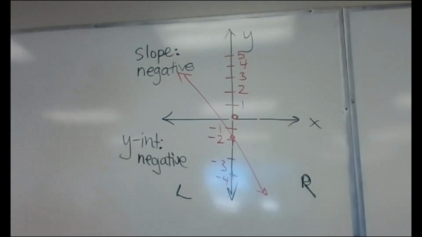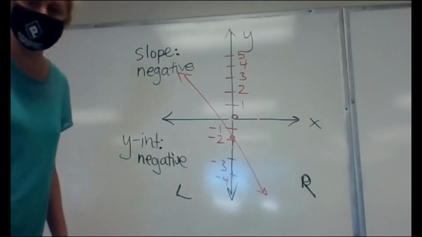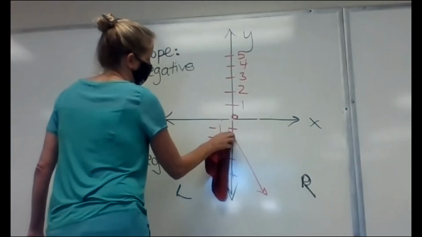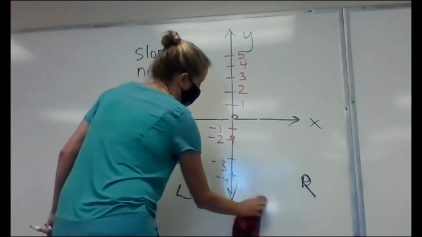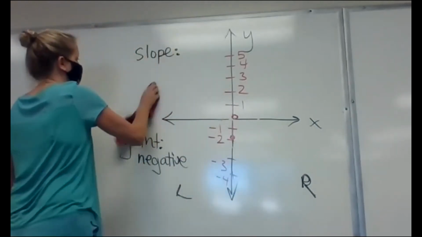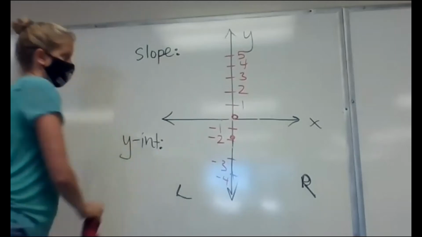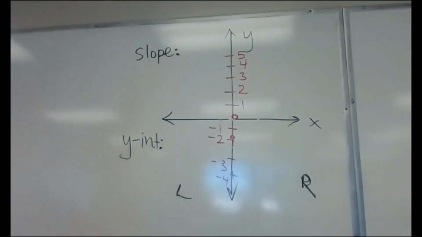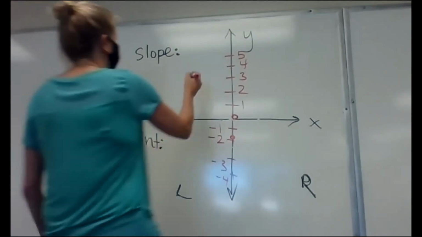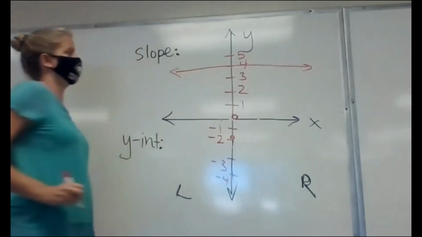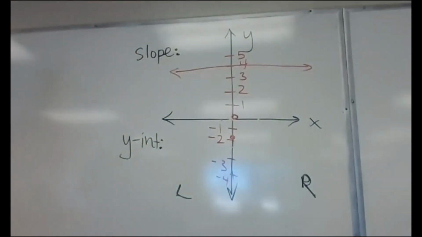And then the last one of these kind of problems is a horizontal line that looks like that on number 3.